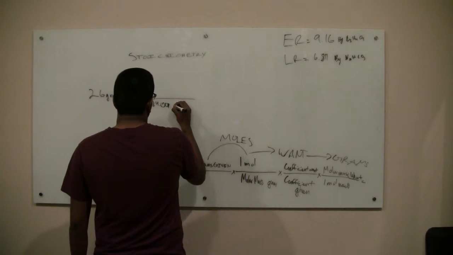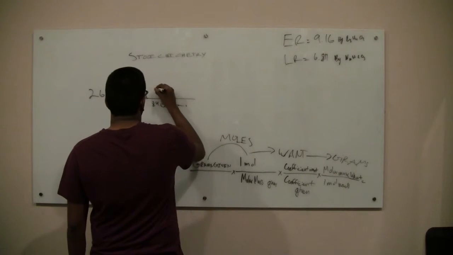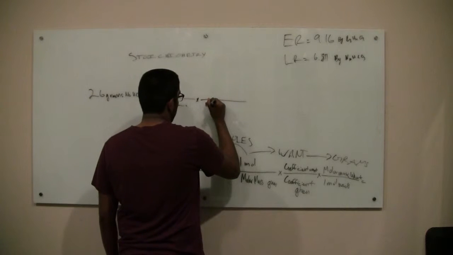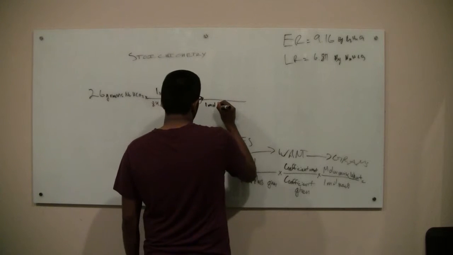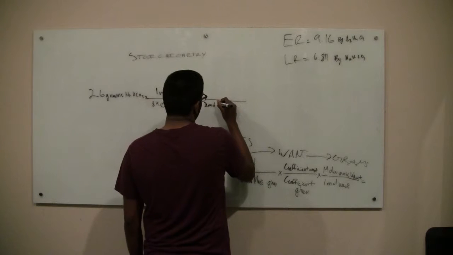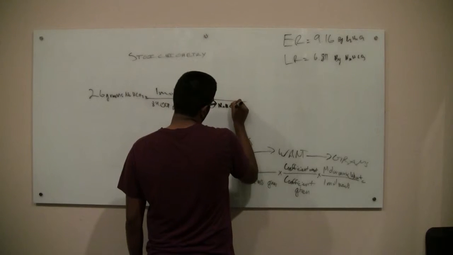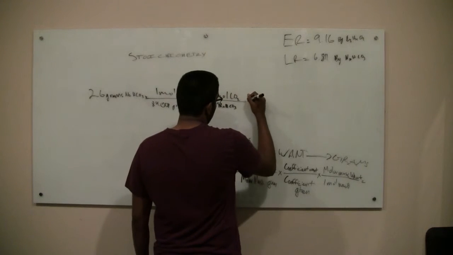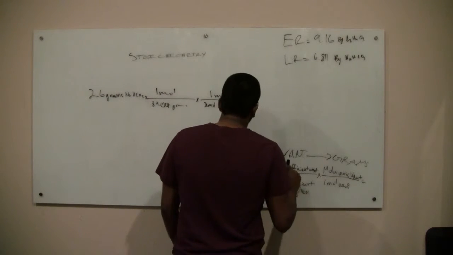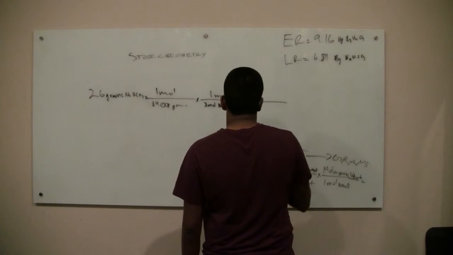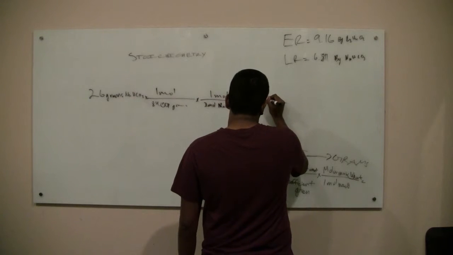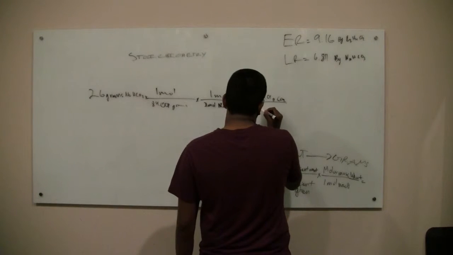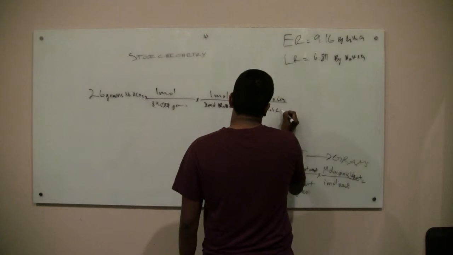And then grams, and 1 mole, and then you multiply it by 1 mole, 2 moles actually, 2 moles NaHCO3, and then 1 mole CO2. Right after that, you have to multiply by the molar mass, which is 44.01 grams of CO2 divided by 1 mole CO2.